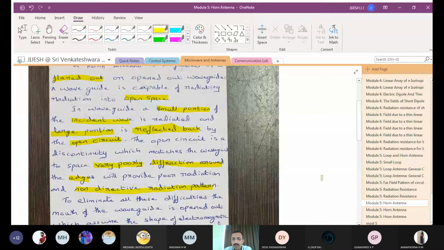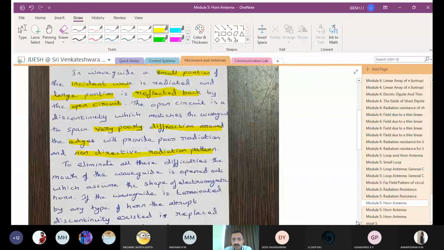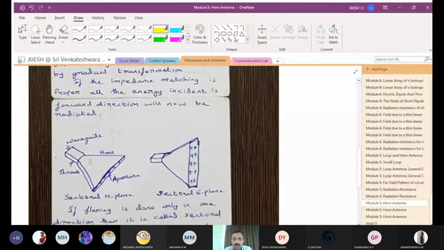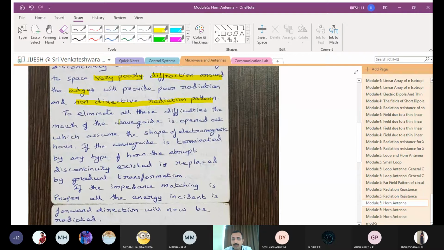To eliminate all these difficulties, the mouth of the horn antenna, I will first show you how the horn antenna looks. This portion we call the mouth, the portion where the signals are transmitted to the outer space. To eliminate these difficulties, the mouth of the waveguide is opened out, which assumes the shape of an electromagnetic cone. If the waveguide is terminated by a cone, the abrupt discontinuity becomes a gradual transformation.